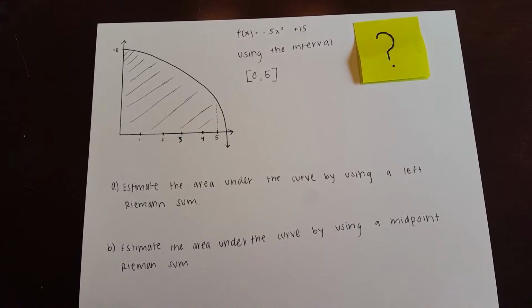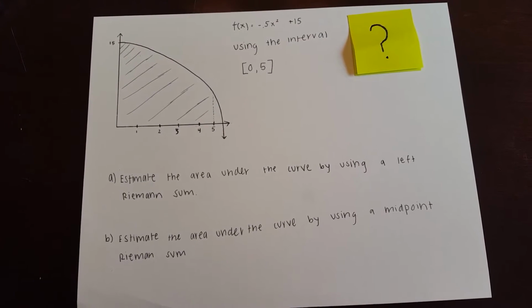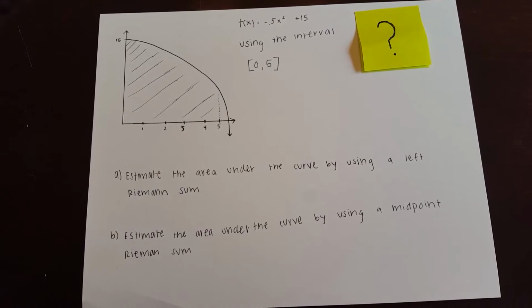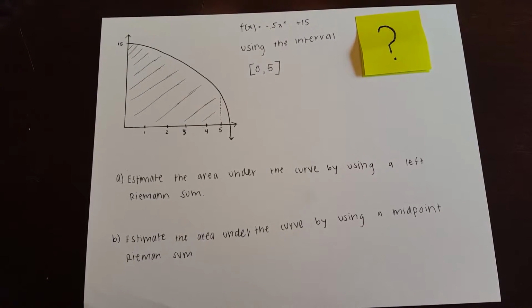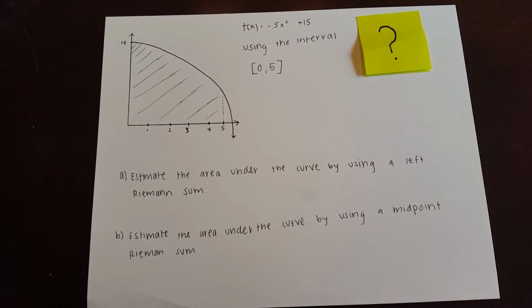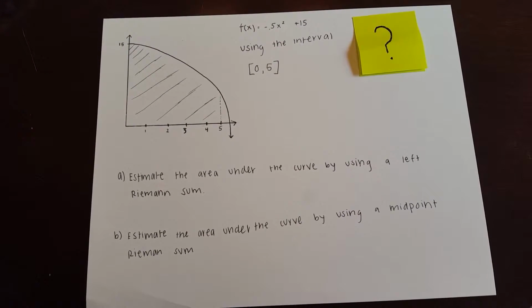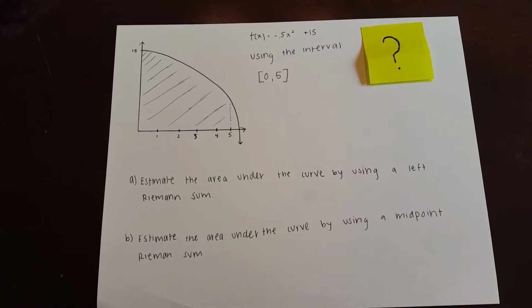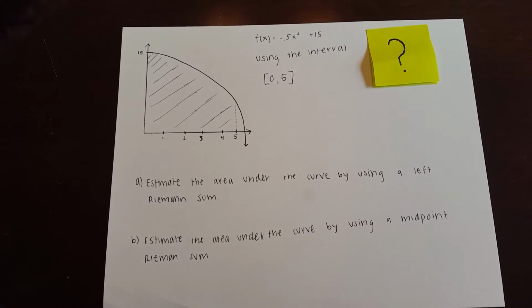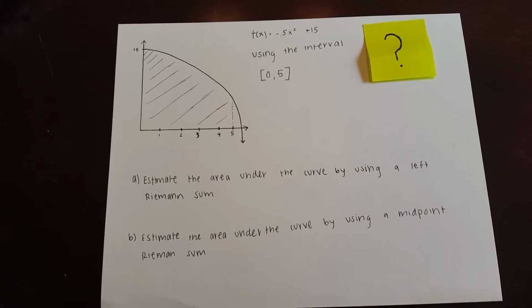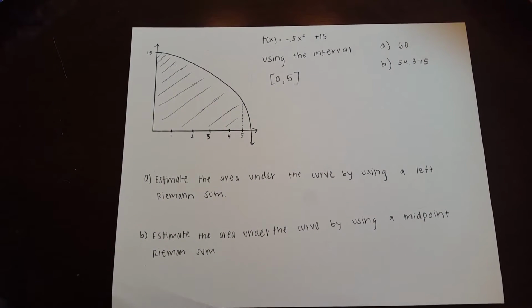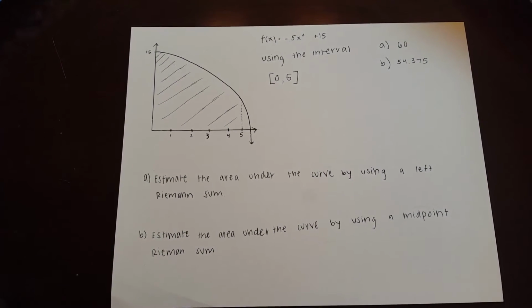We'll leave you with a second takeaway problem for you to do and work out on your own. Using the function f of x equals negative 1/2 x squared plus 15, and on the interval 0 to 5, estimate the area under the curve using a left Riemann sum and a midpoint Riemann sum. Pause the video now and work out the solution and find your own answer. We'll come back in a second to tell you what we got. Okay, now that you've worked out the problem, you should have gotten 60 for using the left point and 54.375 using the midpoint.